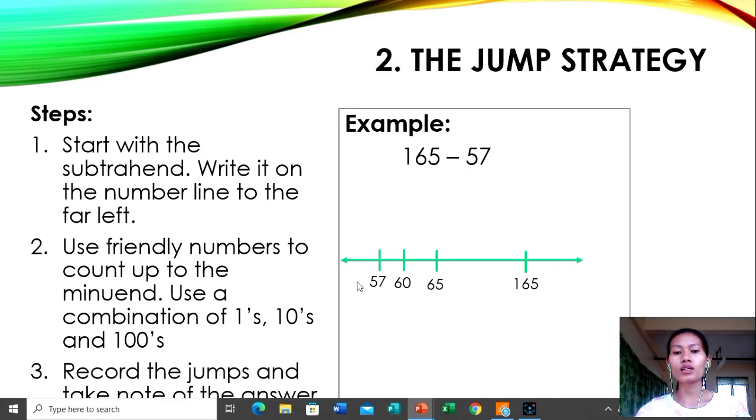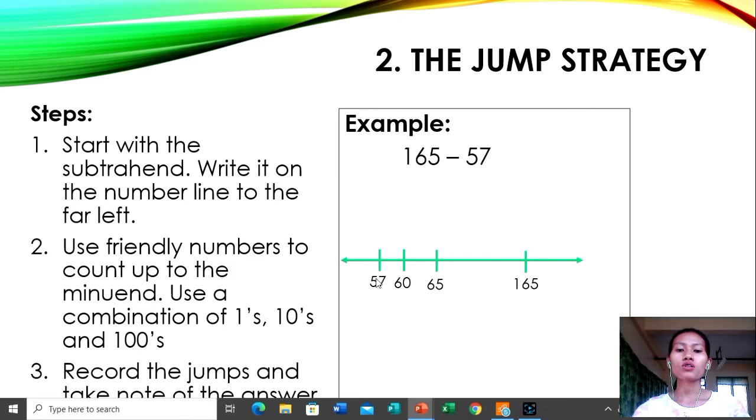Kaya yung 57 yung nilagay ko po dito sa my far left. Sabi dito, lagay daw natin yung subtrahend dito sa far left. So, yung 57. And then, use friendly numbers to count up to the minuend. Use a combination of ones, tens, and hundreds. So, dito, para makapunta po tayo sa 165, unti-unti po tayo magja-jump. So, gagamitin po natin yung mga friendly numbers. So, ang friendly numbers na nagamit is 60. 60 is a friendly number.